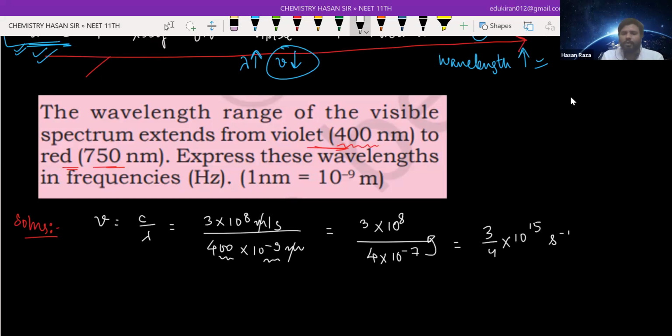And when you are going to solve it, what you will get is 0.75. Yes or no? When you are going to solve it, 0.75 into 10 raised to the power 15 per second. And you can write 7.5 into 10 raised to the power. What will it be, positive or negative?